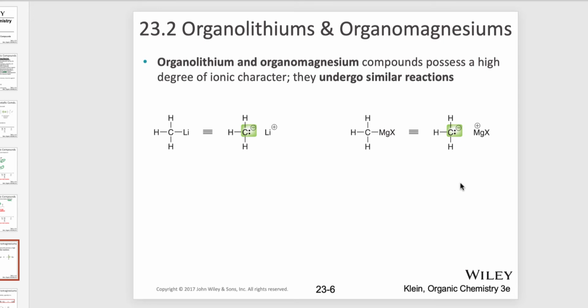So organolithium and organomagnesium compounds, when we compare these two, they have a lot of similarities. They possess a high degree of ionic character, and therefore we can see similar reactivity. So again, we can think of organolithium reagents as an ionic bond. This is a vehicle for delivering a very strong nucleophile, R:minus. Depending on the case, we can actually swap this out with other groups. The same can be said about the Grignard reagents. So again, we think about them as strong nucleophiles, R:minus.